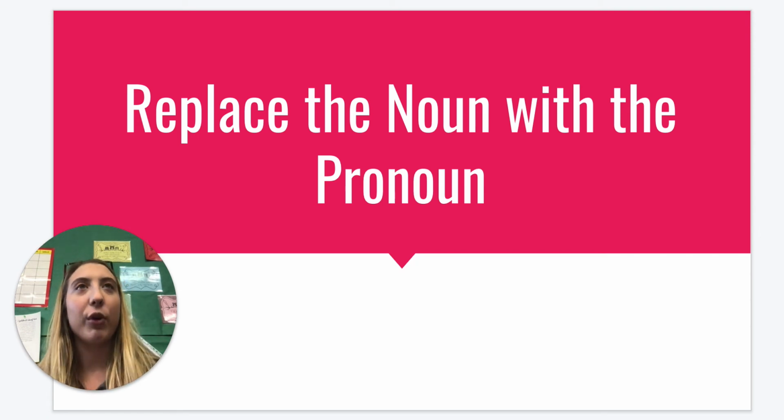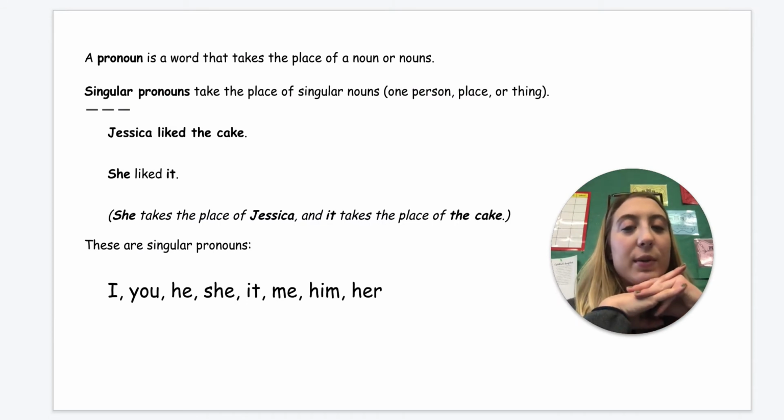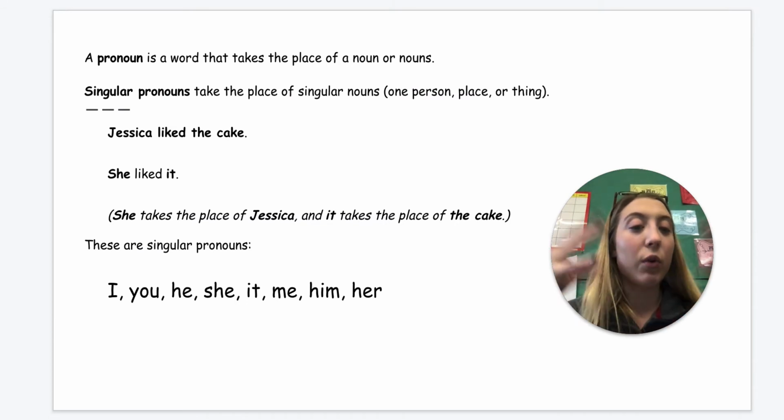Remember, when we went over pronouns before, we talked about how it's like a soccer game and the nouns are the starting players and the pronouns can sub. So they can go back and forth. We can switch them out. All right, so a pronoun is a word that takes the place of a noun or nouns.